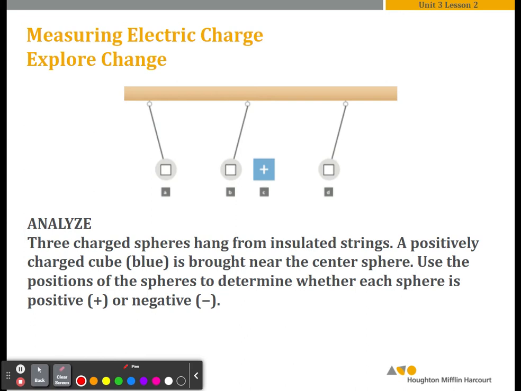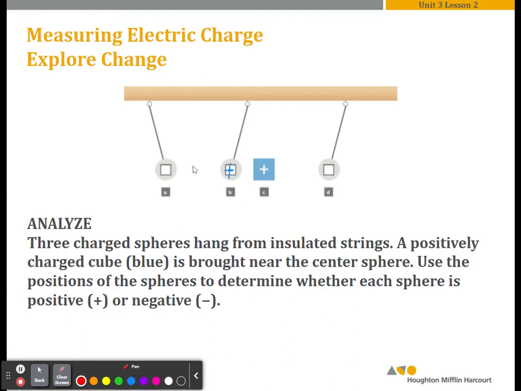Here we see 3 charged spheres hanging from insulated strings. So the charge cannot travel through the string. That's what insulated means. It means that electrons do not flow through that material very easily. A positively charged cube is brought near the center sphere. Use the positions of the spheres to determine whether each sphere is positive or negative. Well, this middle sphere, B, we see it moving away from the positive cube. So if it moves away, then that tells us that it is also a positive charge because like charges repel.